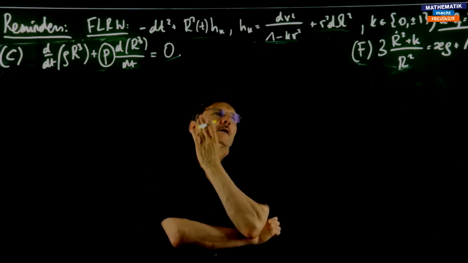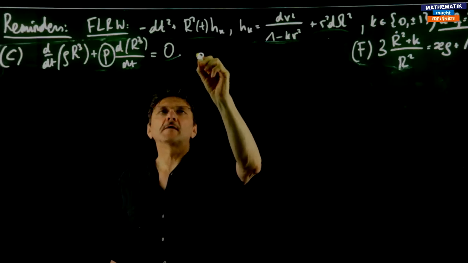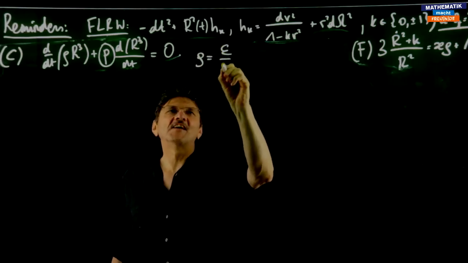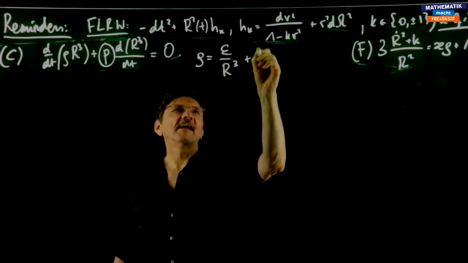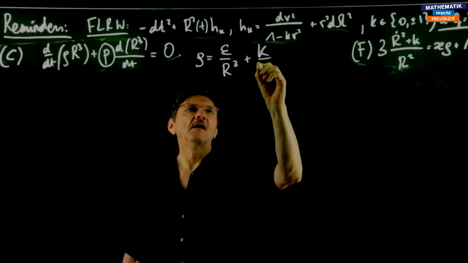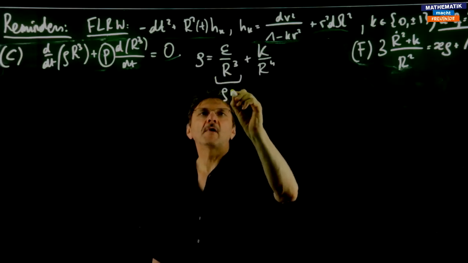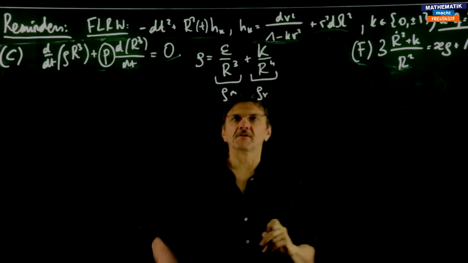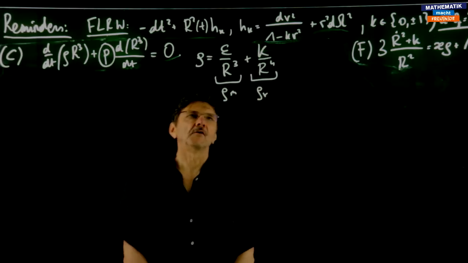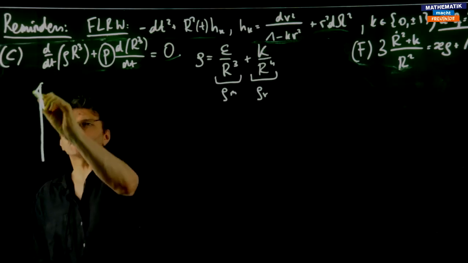So let me just then write this here. So rho is equal to epsilon over r cubed plus K over r to the fourth. And this is rho m, and this is rho r. I'm fed up writing radiation all the time, so I'm just going to say rho r here, right? So we are in a universe with these properties. And so now, yes, this is what we wanted to do.